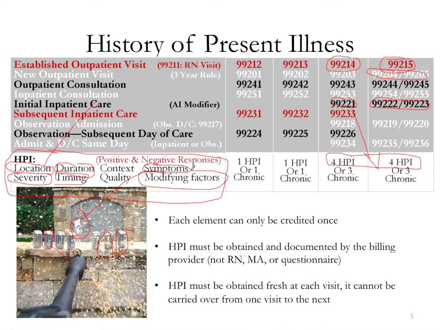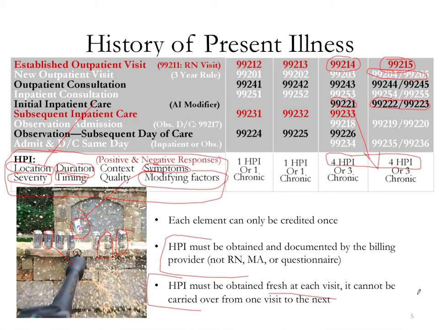When we're documenting the HPI, a couple of really important points to make. First off, the HPI needs to be obtained and documented by whoever is billing for the service. So this is the only component of history that needs to be personally obtained and documented by the physician. The HPI needs to be obtained and documented fresh at every single visit, even in the hospital setting.